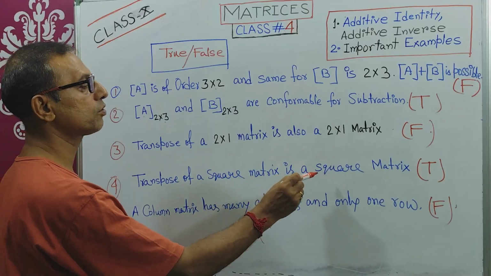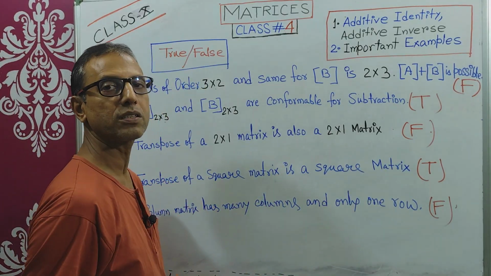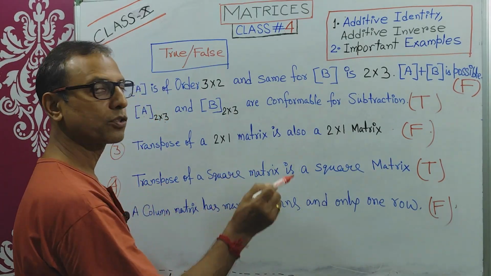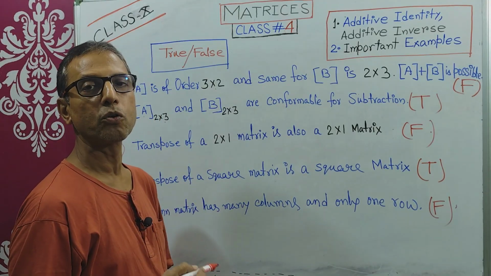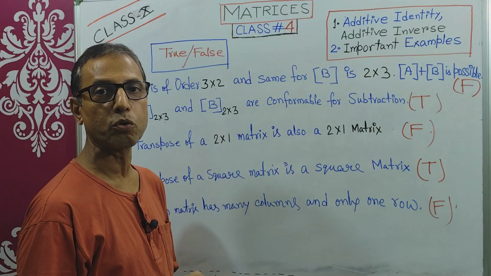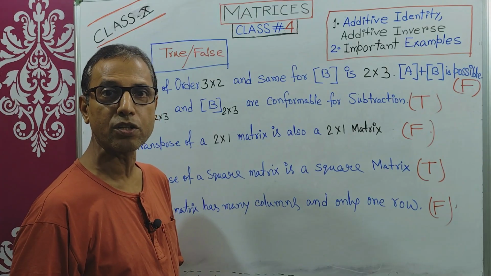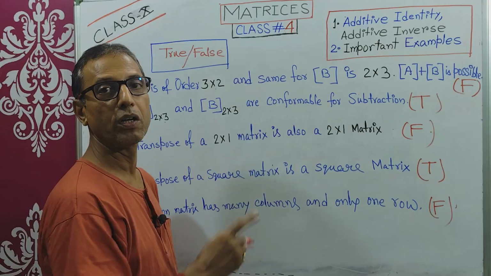Transpose of a square matrix is also a square matrix. It is absolutely true, because in a square matrix you have the same number of rows and columns. So even though rows will be changed to columns and columns to rows, and the elements within the matrix will change position, the order will not change.